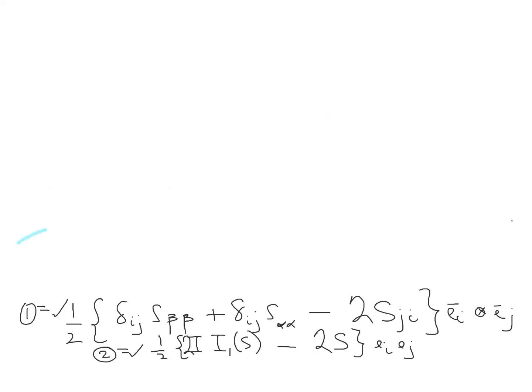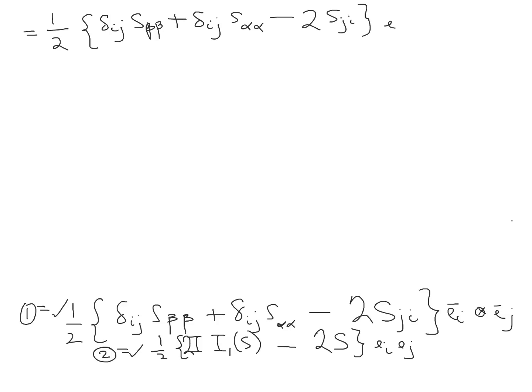So the step 1 below that is written, what we got was half into Kronecker delta_ij S_ββ plus Kronecker delta_ij S_αα minus 2 S_ji e_i e_j. What I just wrote on the board now, did we get how we got there before I go on? By performing all those contractions using the Kronecker delta.